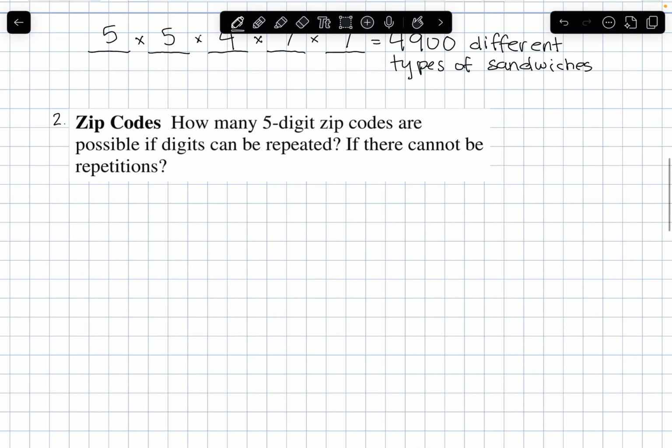All right, one more example. You might want to pause this and try it on your own and then come back and check that you did it correctly. This one says, how many 5-digit zip codes are possible if digits can be repeated and if they cannot be repeated? So they actually ask us two questions. The first one is with repeats. The second one is without repeats.